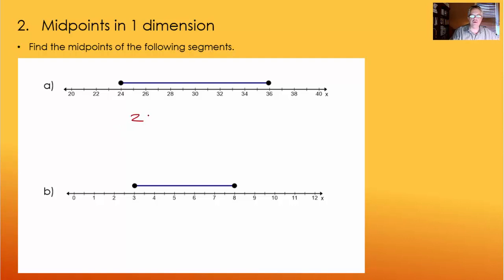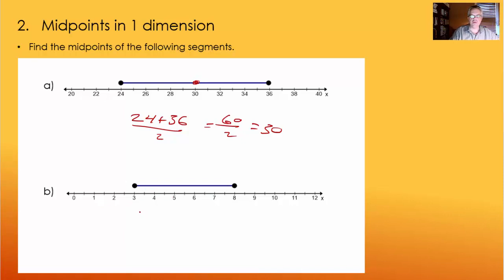So we're going to do 24 plus 36 divided by 2, and that would be 60 divided by 2. And sure enough, it's what I thought. It's 30. I want to be able to do this without a graph, so that's why I want to learn how to do it with averages. Okay, let's do this one.